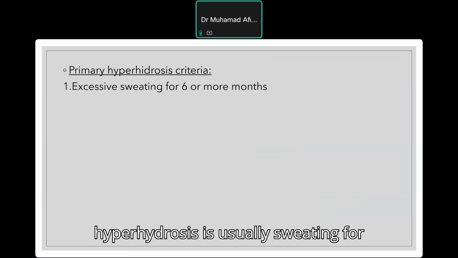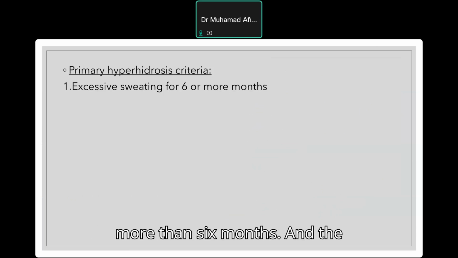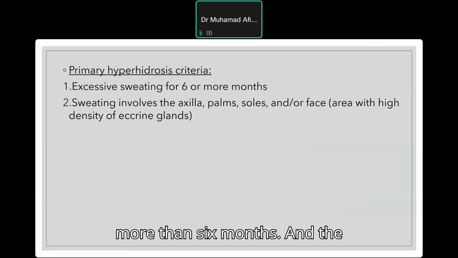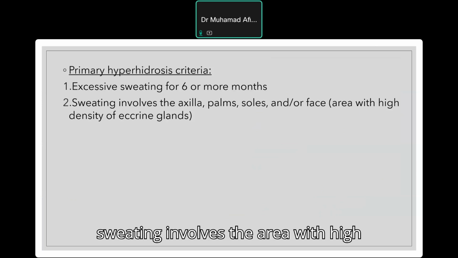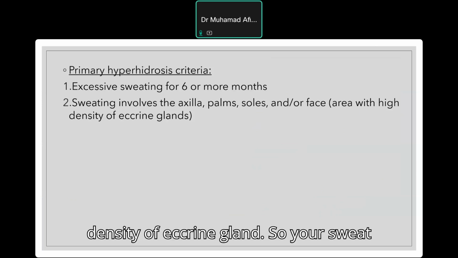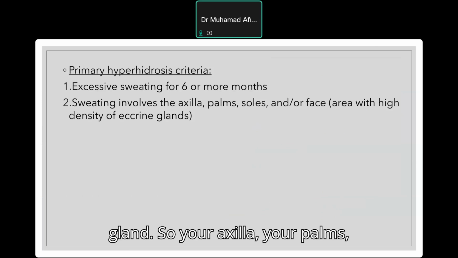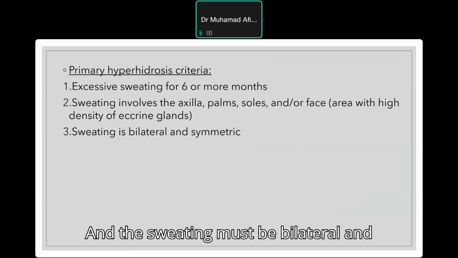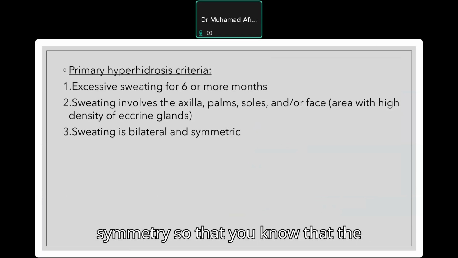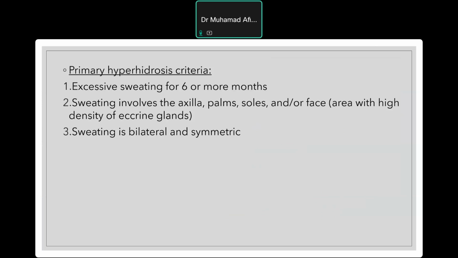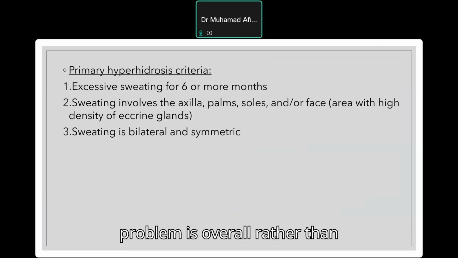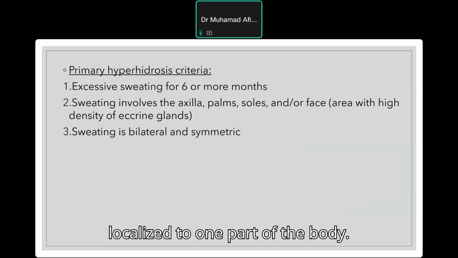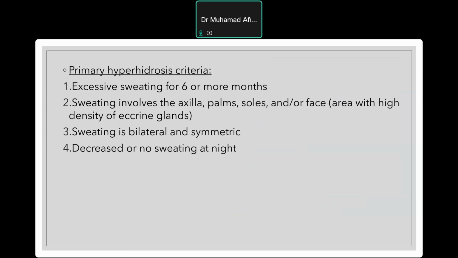So primary hyperhidrosis, usually sweating for more than 6 months. And the sweating involves the area with a high density of eccrine glands, so your sweat glands. So your axilla, your palms, and soles of the feet, or your face. And the sweating must be bilateral and symmetric, so that you know that the problem is overall rather than localized to one part of the body.